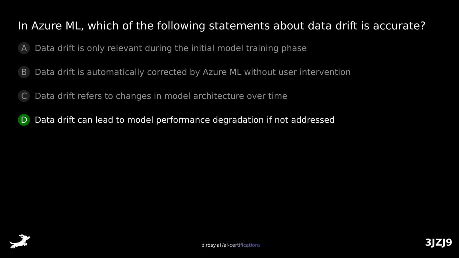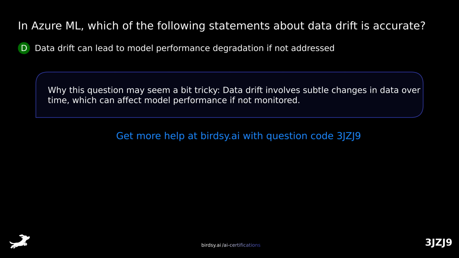The answer is D. Data drift can lead to model performance degradation if not addressed. Why this question may seem a bit tricky. Data drift involves subtle changes in data over time, which can affect model performance if not monitored.